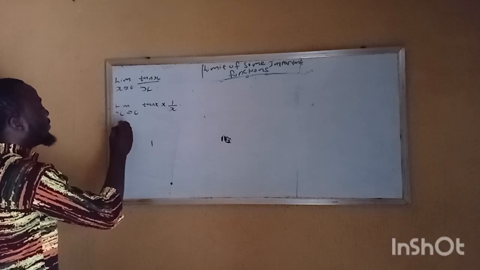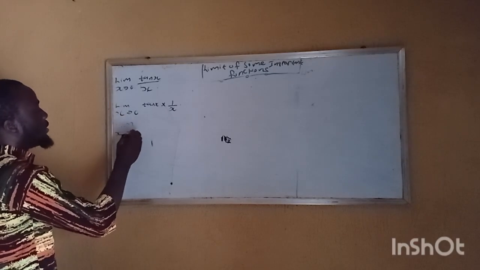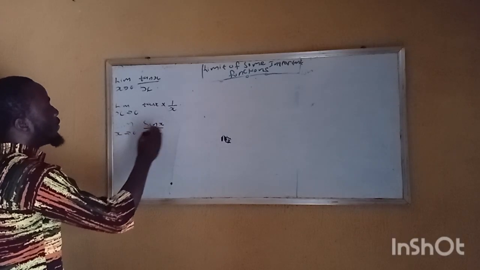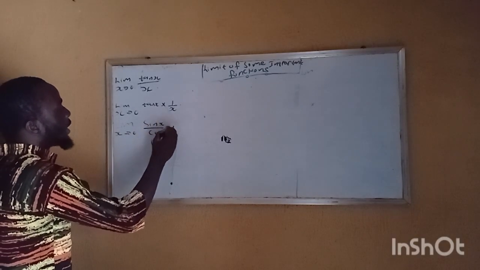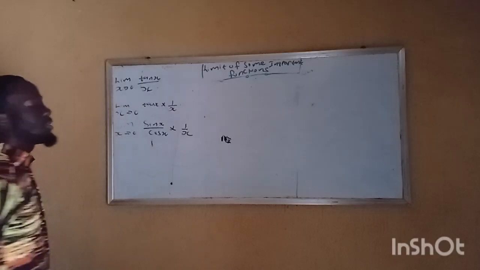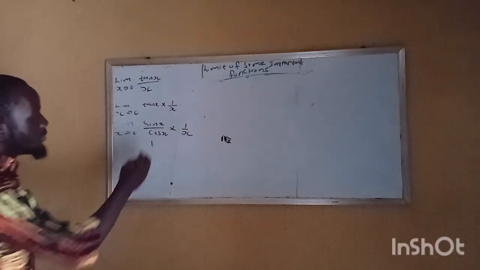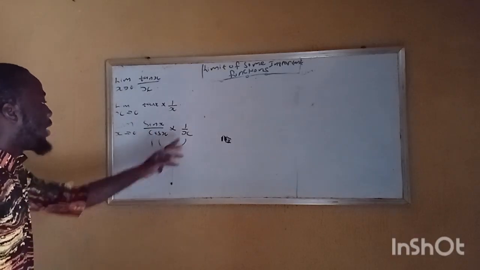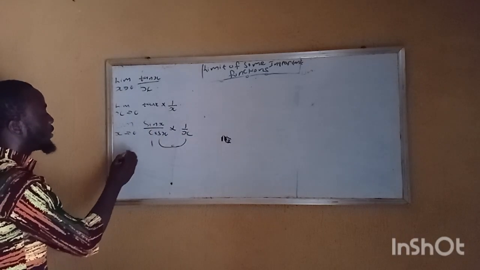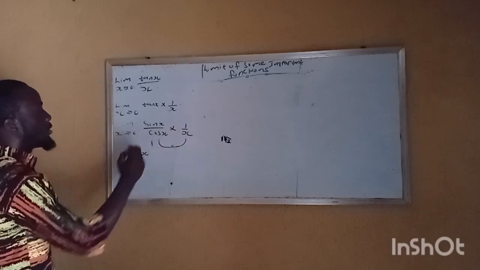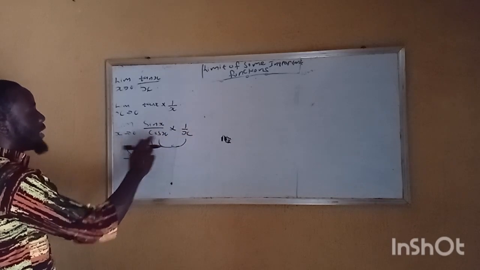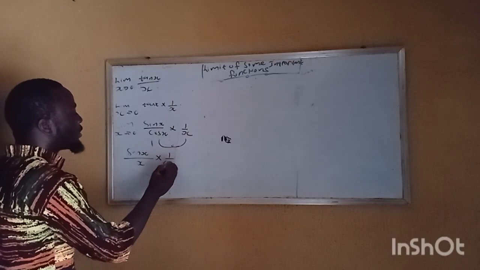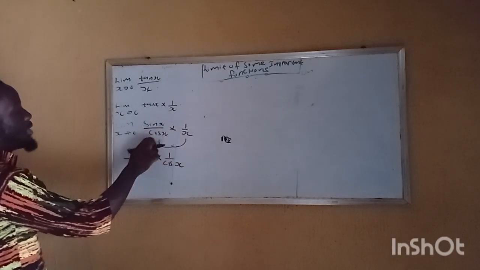So you have the limit of x tends to 0. Instead of tan x, I'm going to write sine x all over cos x times 1 all over x. Now from there, I'm going to be using the substitution method. Let's just change the denominator. I'll put this one here: sine x over x, then cos x right here, times 1 over cos x. So I put this here and I put this here.